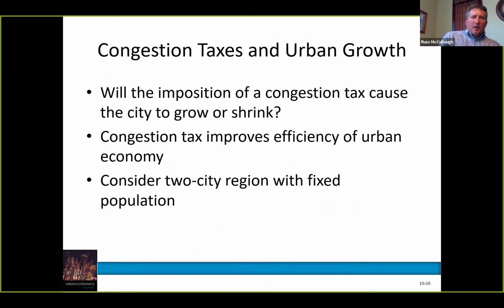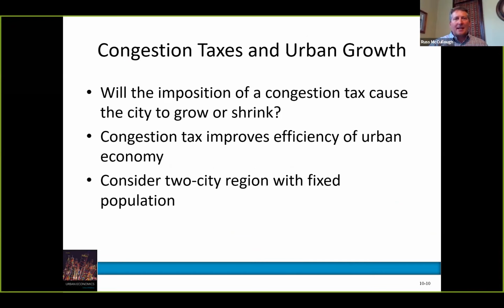So let's see. I think we'll close with a few questions for today. So will the imposition of a congestion tax cause the city to grow or shrink? We're going to use our model that we had before. We won't do it today. We'll save this for Wednesday. But will the imposition of a congestion tax cause the city to grow or shrink? What do you think on that? Let's go to the chat box. See who can come up with some comments there.